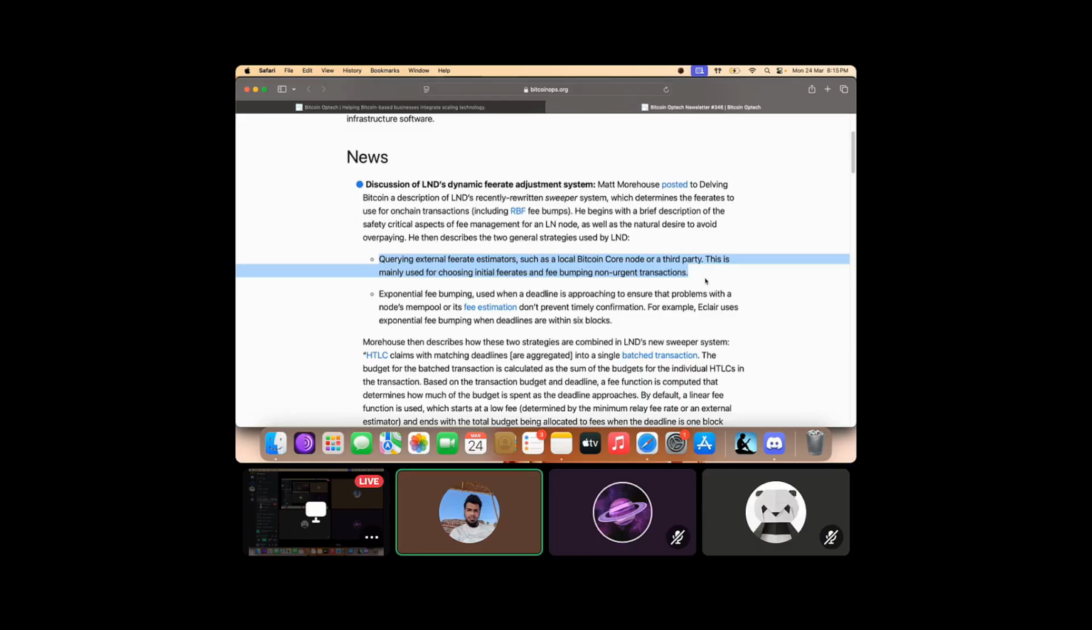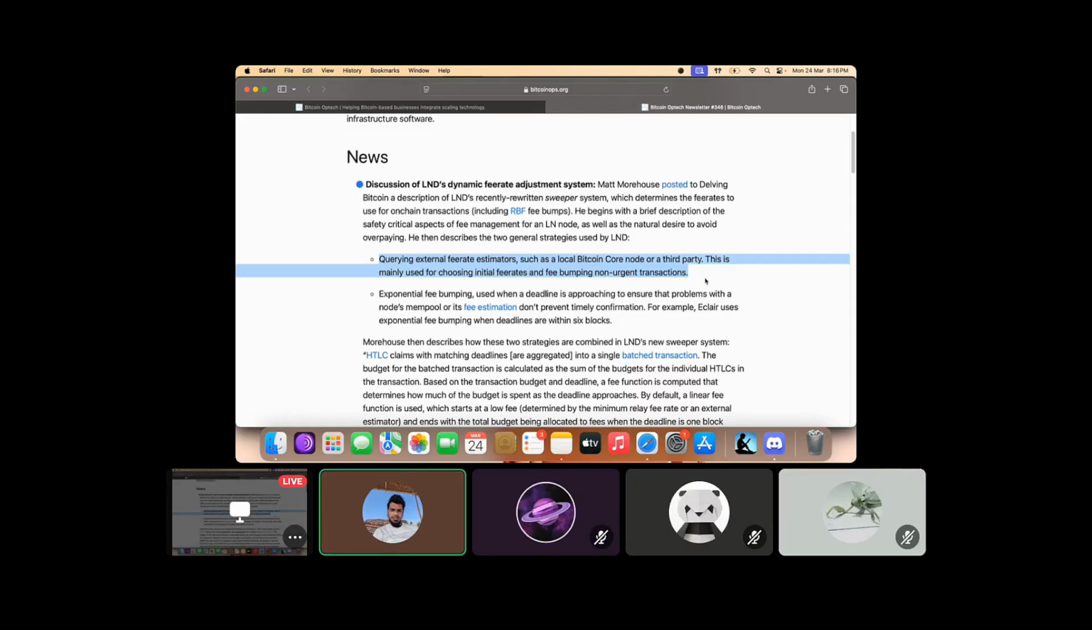So your Lightning node can query an external third party. It could be a Bitcoin Core node. It could also be a third party, for instance mempool.space, a fee rate calculator or something like that. And your node will convey your confirmation target to that fee rate estimator. Based on your confirmation target, in how many blocks you want that pre-signed transaction to get confirmed, your fee rate estimator will estimate a fee such that your commitment transaction has to be bumped with that fee to ensure timely confirmation.